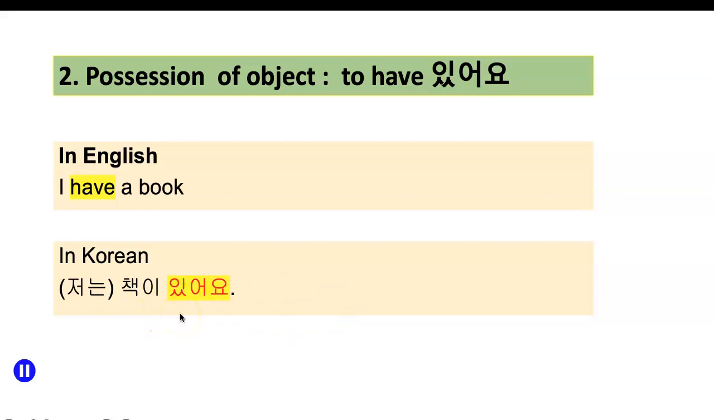That means I have a book or someone has a book. There's no subject, so the possessor is not clear. But if it's I, in that case, 저는 책이 있어요, although 저는 is omitted many times. 책이 있어요. Or 교과서가 있어요. Or 수업이 있어요. That means I have a class. 수업이 있어요.